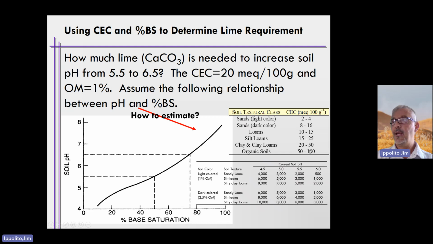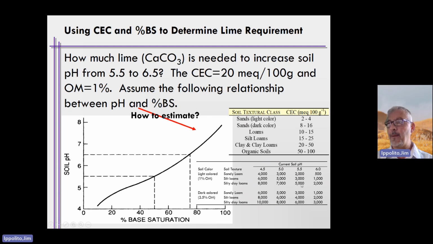Okay, and so you can take this CEC of 20, which probably tells you that this is a clay or a clay loam, and you know the current pH value is 5.5. So if you go to this table here, 5.5, and the soil has an organic matter content of 1%, that was stated above. So you're in this top portion of this table. And the soil is a clay or a clay loam, so it's heavy. And the current pH is 5.5. We're probably down here in this table.